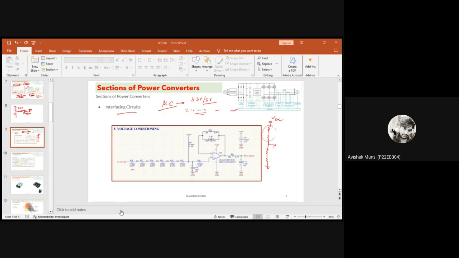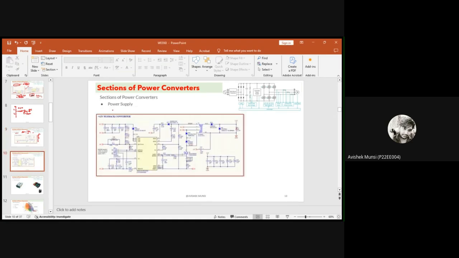Fine. So the next part includes the power supply design. We already discussed in some previous lectures how to design power supplies, switch mode power supplies. They are basically DC-DC converters, categorized as non-isolated and isolated.